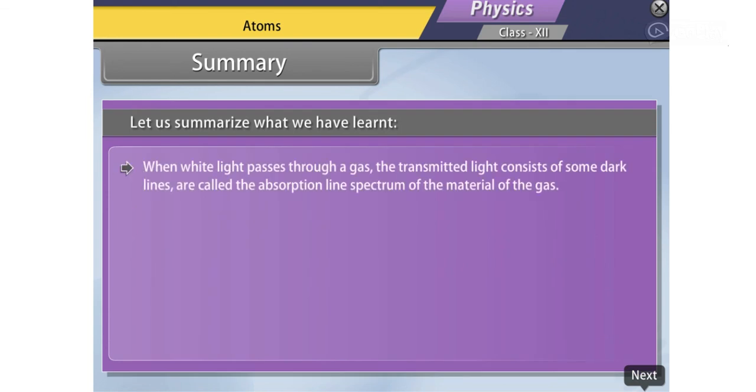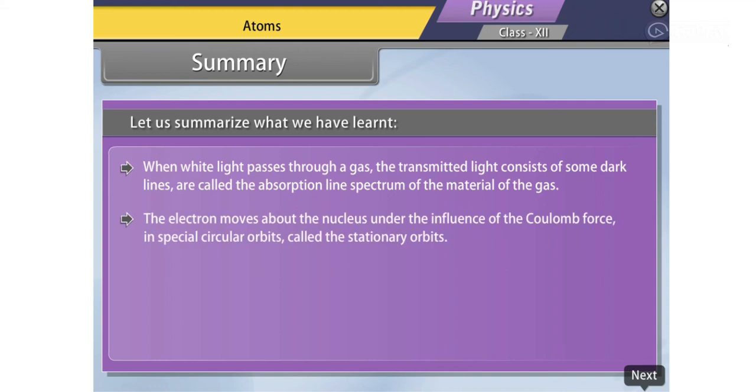When white light passes through a gas, the transmitted light consists of some dark lines, called the absorption line spectrum of the material of the gas. The electron moves about the nucleus under the influence of the Coulomb force in special circular orbits called the stationary orbits.